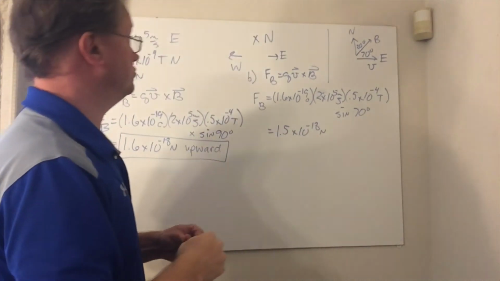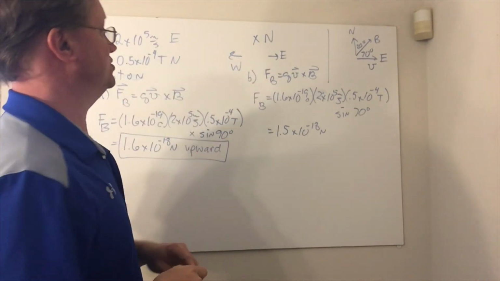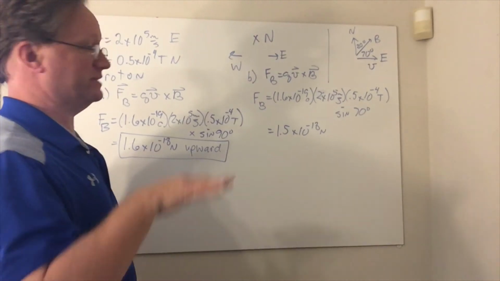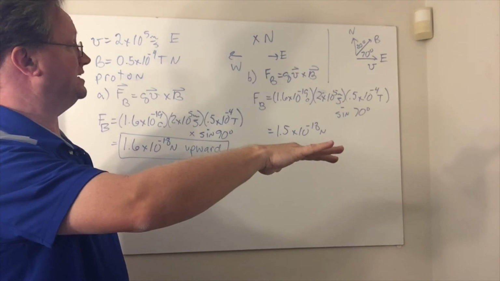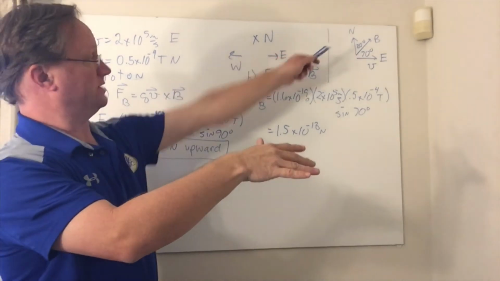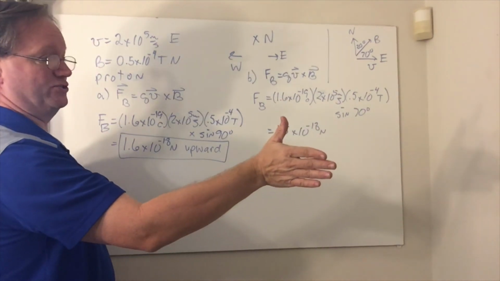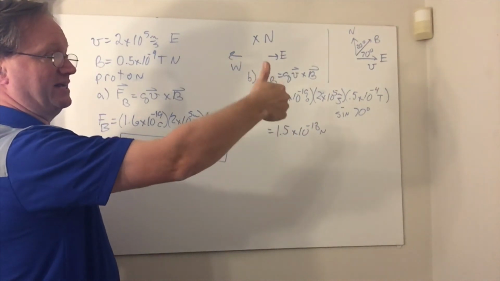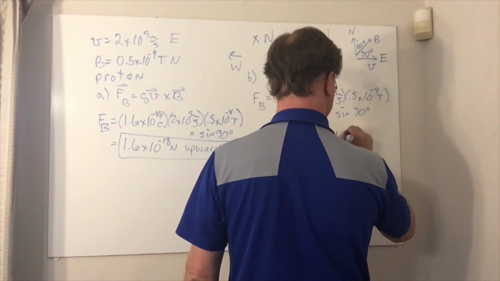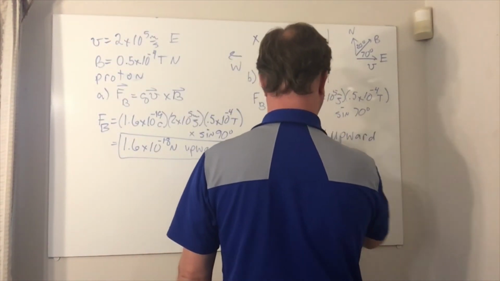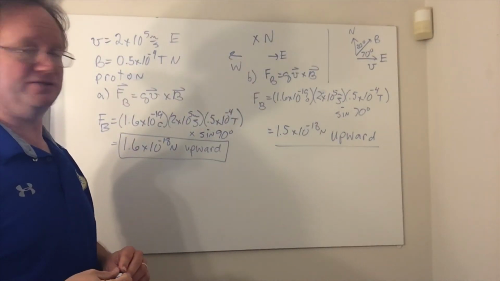Okay, in terms of a direction, now going back from our land directions here, my velocity is still east. I still point my fingers in that east direction. Now I need to rotate to that direction of B. So going towards north, 70 degrees, my thumb still points upward. Okay, 1.5 times 10 to the negative 18th newtons upward.